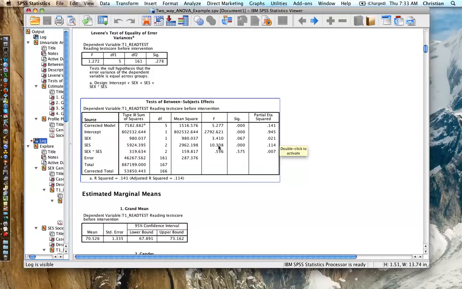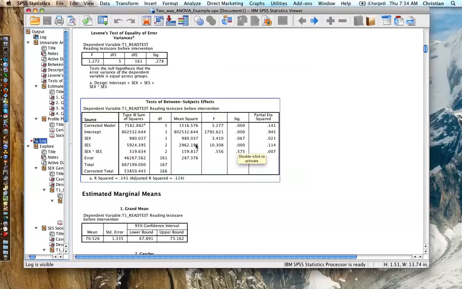Now again, we want to know what's the probability of getting such an F value if there is actually no difference, right? If the null hypothesis would be true, and you see the probability is very small. It's not exactly 0, as we discussed in class. It's probably 0.000 something, and we're just cutting that off at 3 digits.